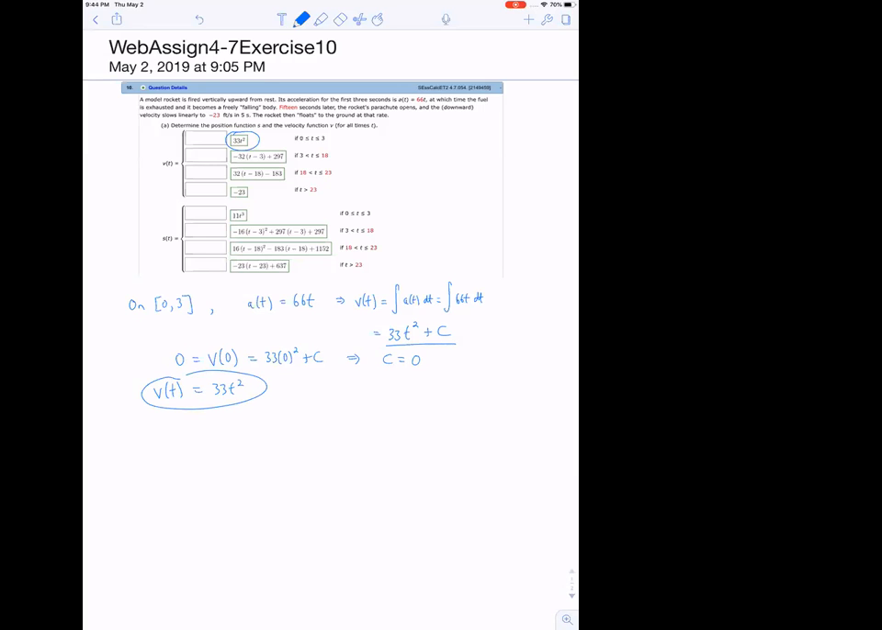So now we know on the interval from 0 to 3, the velocity is 33t squared. All right, I'm going to leave that here for now, although we may have to clear it in a little bit. Well, now we want to figure out the next interval. So what do we know? After those 3 seconds, the fuel is exhausted and it becomes a freely falling body.